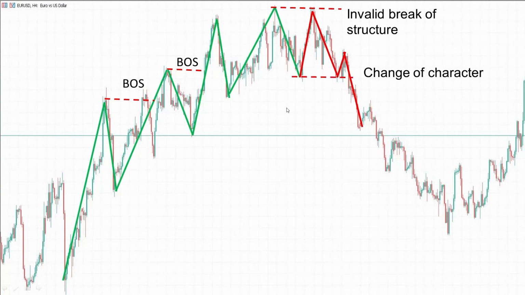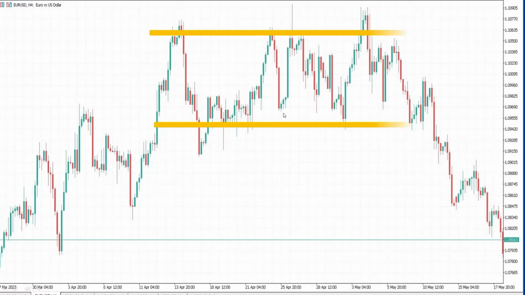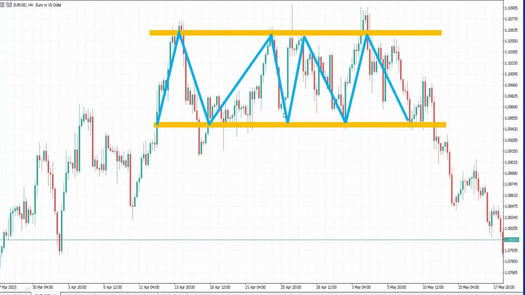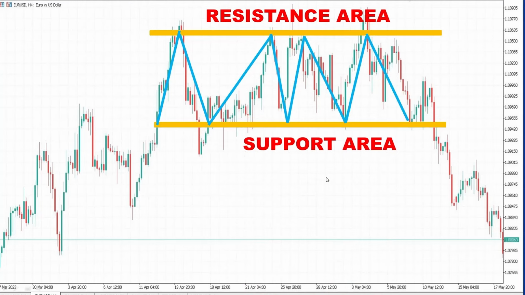Identifying when a trend in forex trading is exhausted and likely to reverse involves a combination of technical analysis indicators, price action patterns, and market sentiment analysis. Here are some common methods traders use to detect potential trend reversals. 1. Support and resistance levels. When a price approaches a significant support or resistance level and fails to break through it, it could signal a potential reversal. Traders look for key levels where price has historically reversed direction.